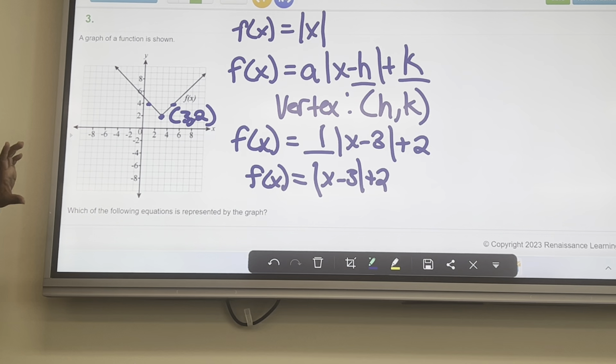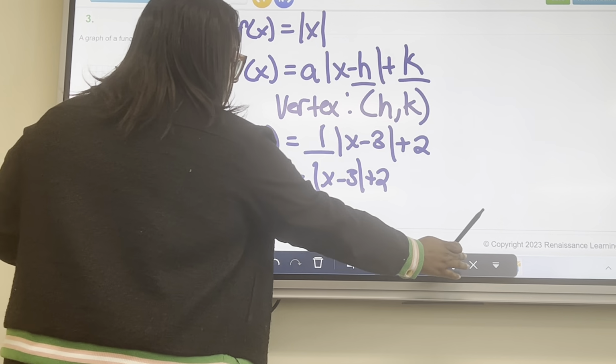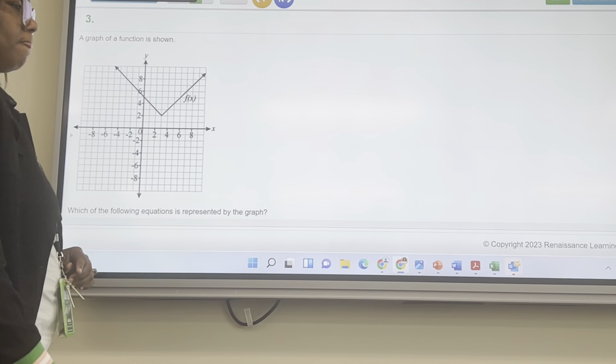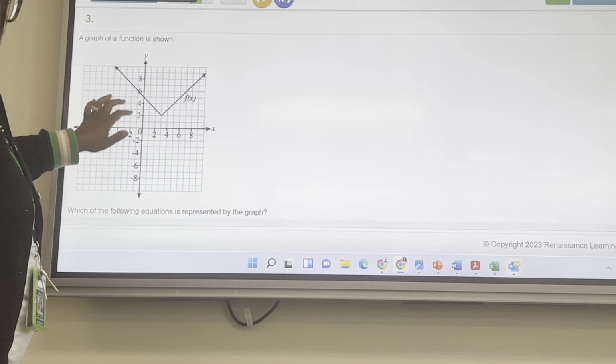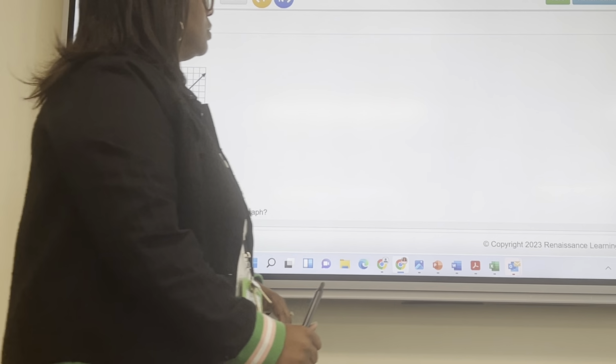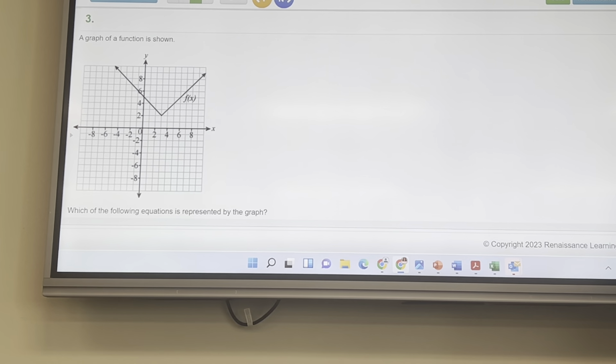All right, so now I'm going to pull up my answer choices and we'll see which one matches up with it. The absolute value of x minus 3 plus 2. All right, this won't move up. So I'll move it up from my computer.